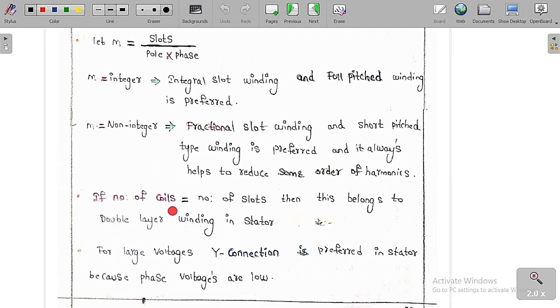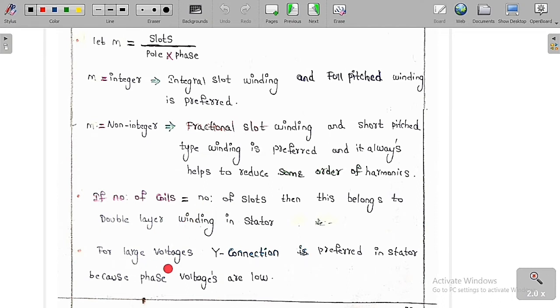If the number of coils is equal to the number of slots, then this belongs to double layer winding in the stator. Let me assume there are 30 coils. Each coil has 2 coil sets, so 30 coils means 60 coil sets. In double layer winding, we have to keep 2 coil sets in one slot, so 60 coil sets go into 30 slots. So the number of slots is equal to the number of coils in the case of double layer winding.